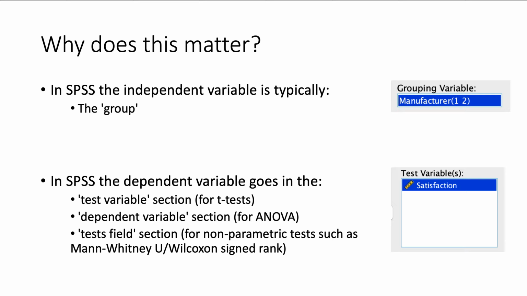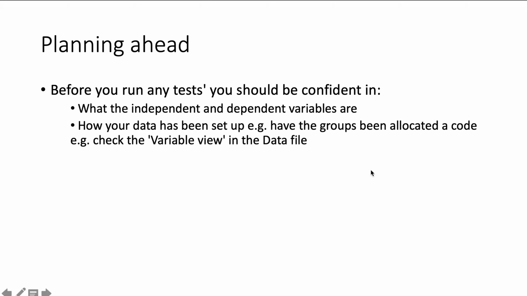In SPSS, the independent variable is typically the group. In contrast, the dependent variable is what we move to the test variable, dependent variable, or the test field section, and that will depend on exactly which test you're running. By knowing which type of data is your independent versus dependent variable, this will make it easier for you to determine which set of data you should place in the analysis options.